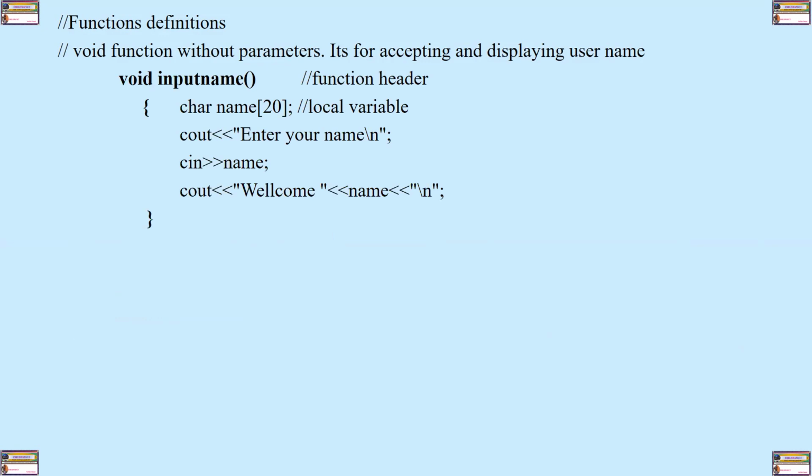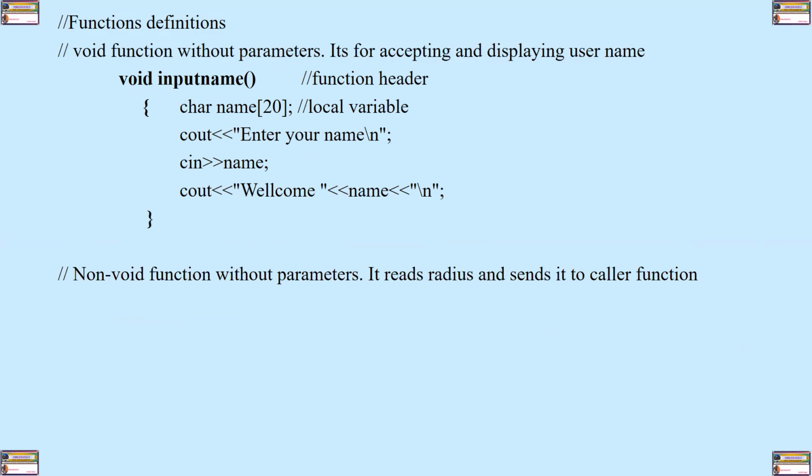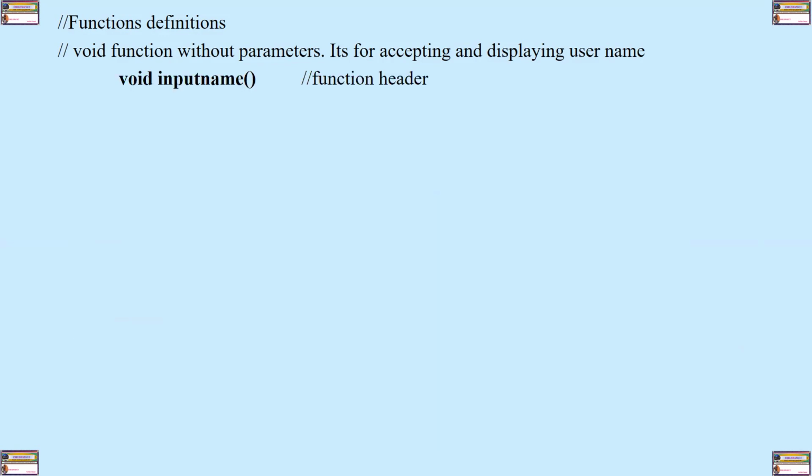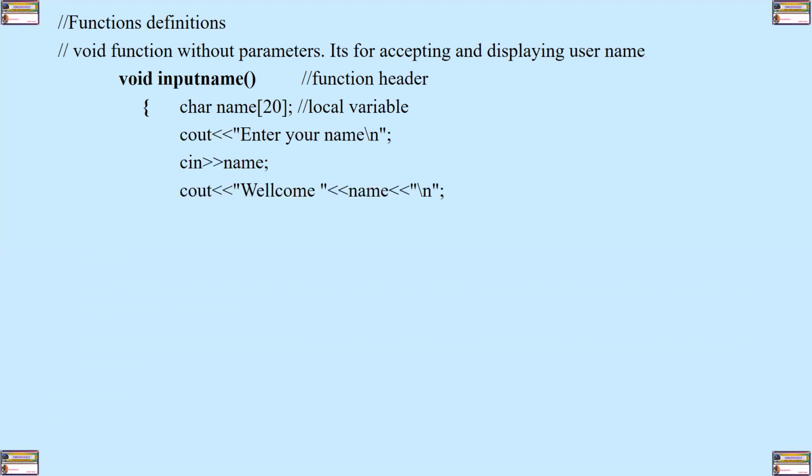So this, the first statement here, we call it input or function header. If you put a semicolon at the end, it becomes the function prototype. But for definitions, we don't have the semicolon because we are defining the function here. We are telling what this function is supposed to do.